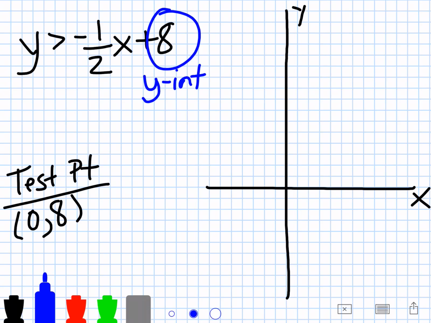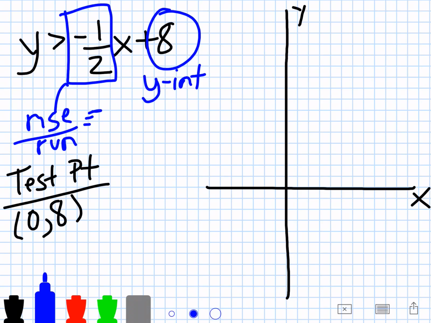So we know that our y-intercept is positive 8. Our slope is a negative 1/2, so our rise over run will be a negative 1/2. So we're going to rise 1 and we're going to run 2 in this case. Let's put a point at our y-intercept here, which is positive 8. So start in the middle and count up 8. 1, 2, 3, 4, 5, 6, 7, 8. So I'm going to have a point right here at positive 8 on the y-axis.